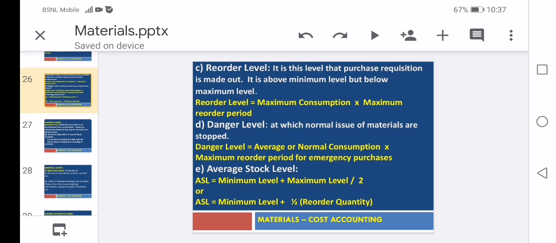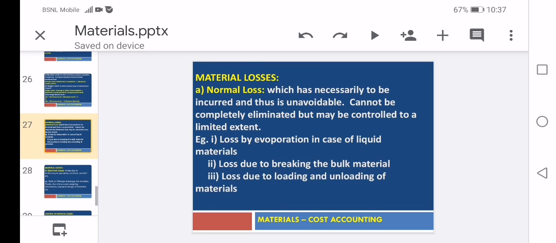Alternative method is average stock level is equal to minimum level plus 1 by 2 of reorder quantity. With this we can compute average stock level.